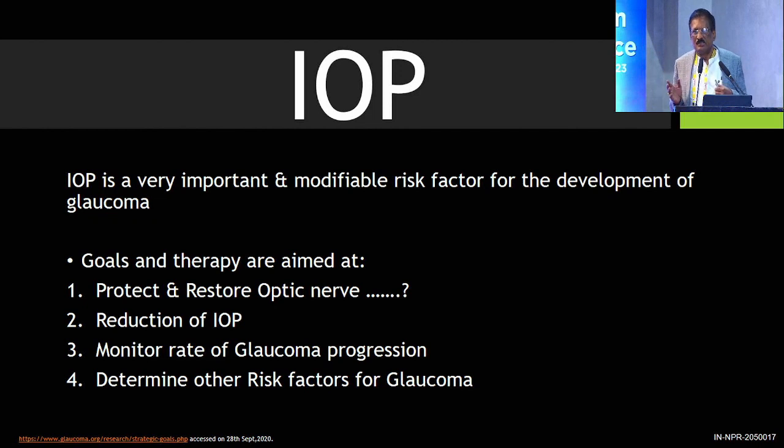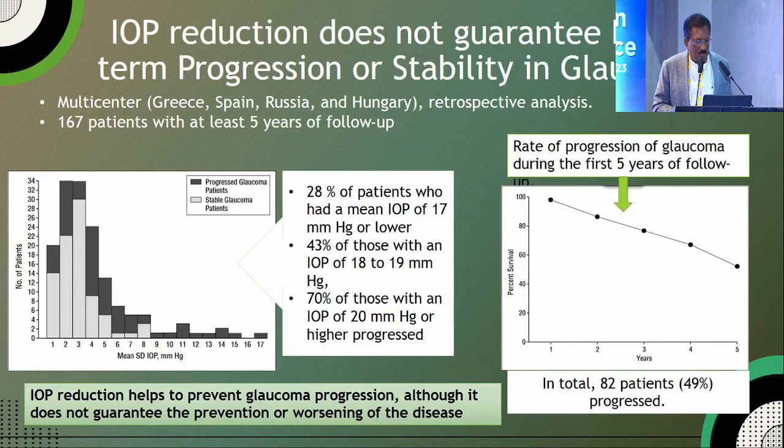As Dr. ERD already told us how to see that and determine the other risk factors contributing to glaucomatous loss. This is one landmark study, a multicenter study of 167 patients, saying that 28% of the patients progressed further in spite of intraocular pressure being maintained at 17. 43% progressed when the pressure was 18 and 19. 70% of the people progressed when IOP was maintained at 20.